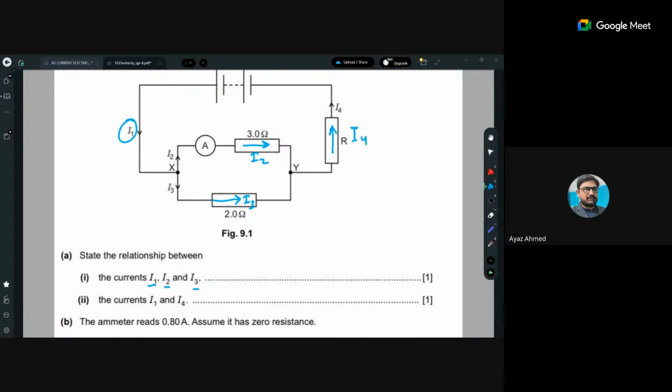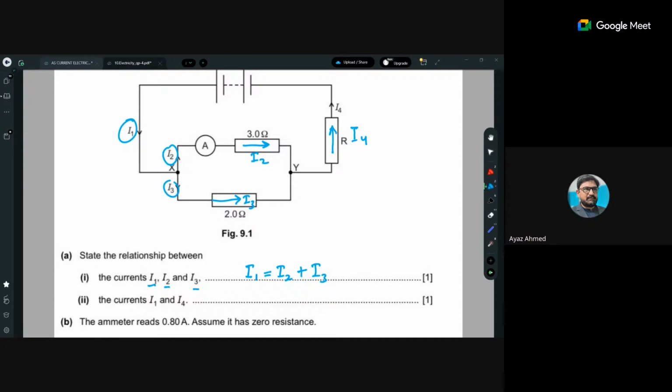Who will tell me about that? I1 is equal to I2 plus I3. Yes, very good. Because this I1 is divided into two parts, so definitely these two currents are the sub parts of this I1. That is why I can simply say that I1 is equal to I2 plus I3.